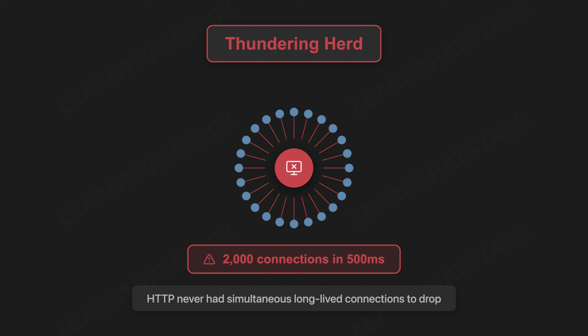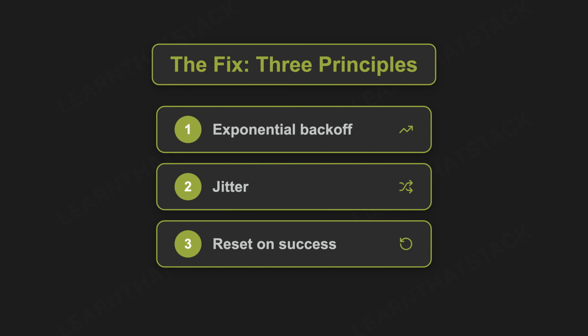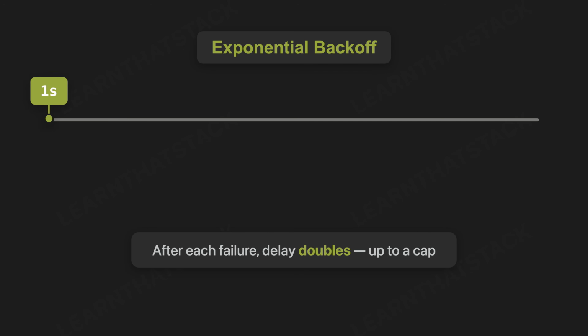2,000 clients trying to reestablish in the same half-second window. The reconnection storm was several times larger than the service's normal peak traffic. It's called a thundering herd, and it's a WebSocket-specific problem. HTTP never had simultaneous long-lived connections to drop in the first place. 3 ideas to fix this, and production WebSockets does all 3.